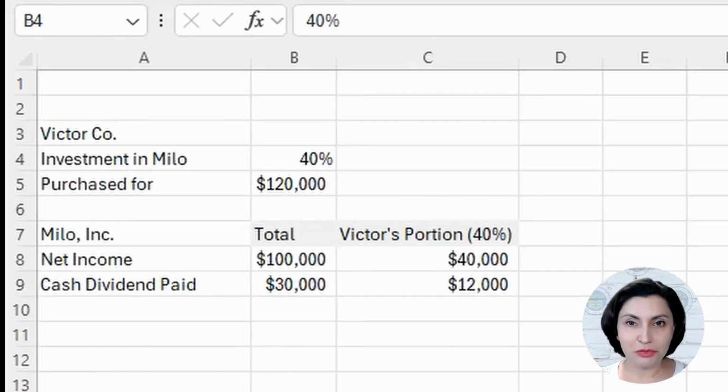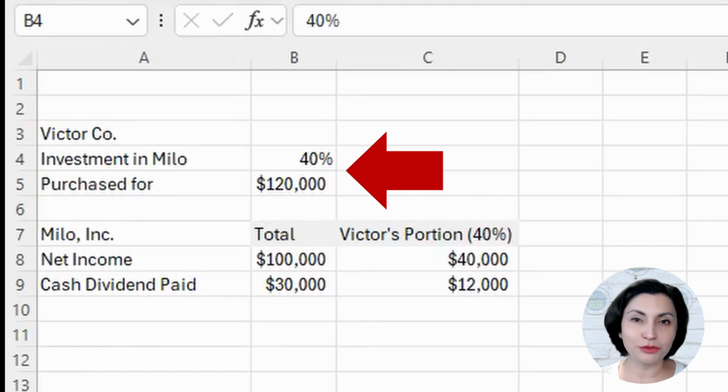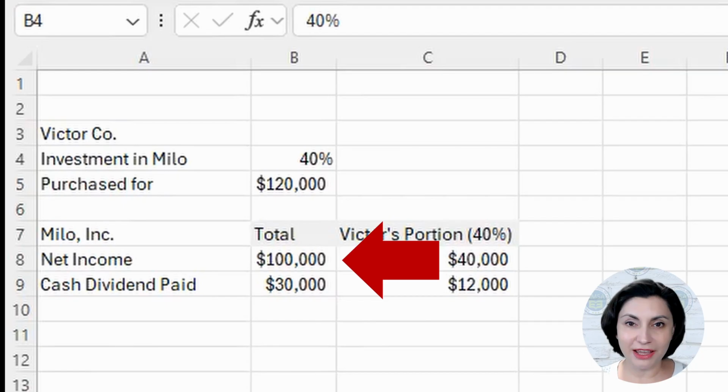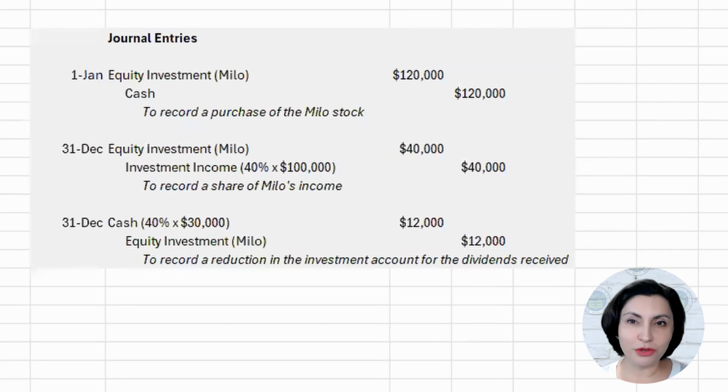Let's look at the adjustment we have to record to ensure the cash flows from operating activities is correct. Victor Company purchased 40% of Myla Incorporated on January 1st for $120,000. At the end of the year, Myla reported net income of $100,000 and pays a cash dividend of $30,000. On January 1st, when a purchase is made, we debit or increase equity investment for $120,000 and credit or decrease cash for the same amount.